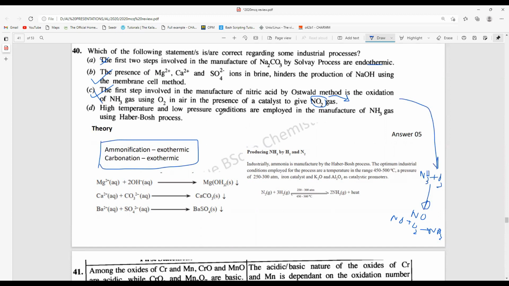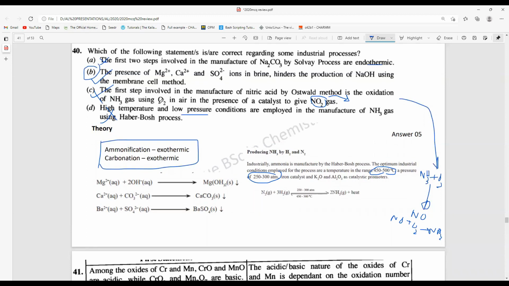High temperature and low pressure conditions are employed in the manufacture of ammonia gas using Haber Bosch. So you see, this is the ammonia production. We use high temperature, but not low pressure. You see here, this is very high pressure. So this is also wrong. Don't forget this. Only B is correct here.